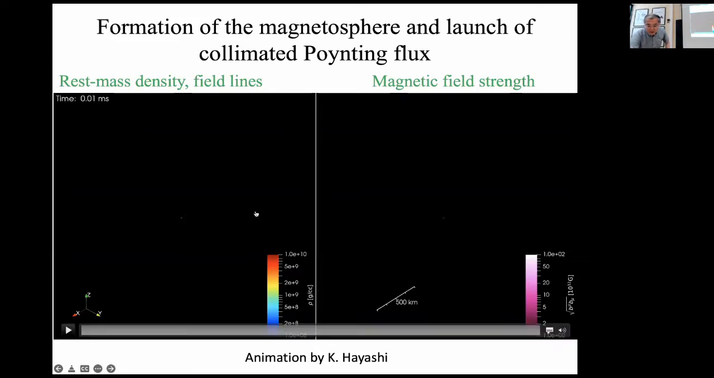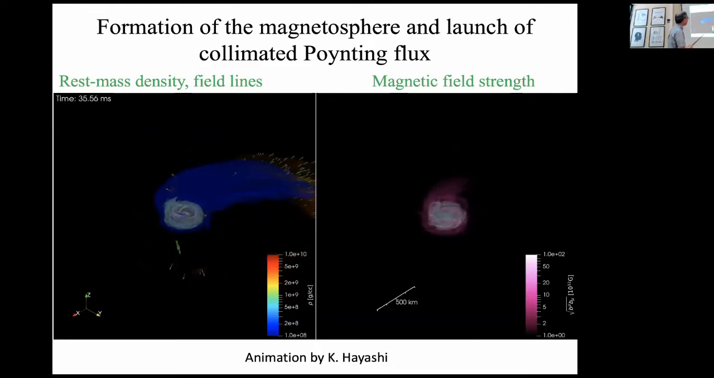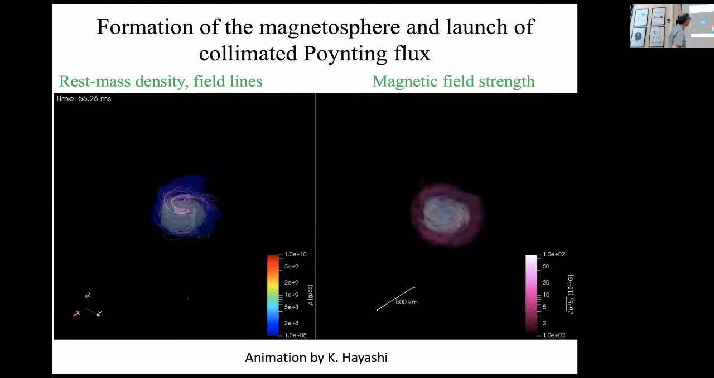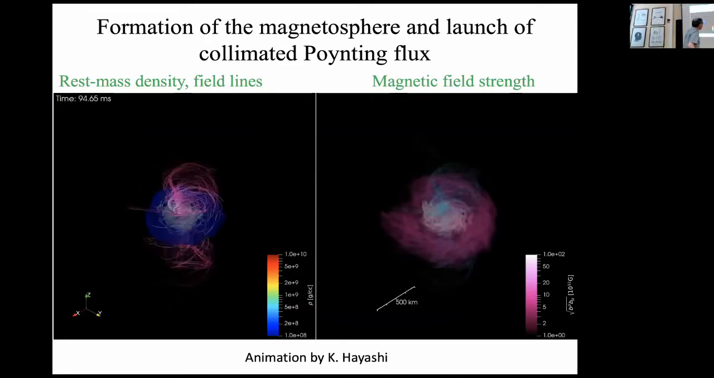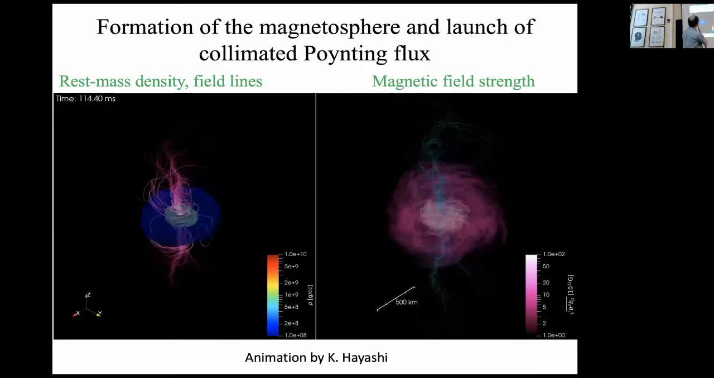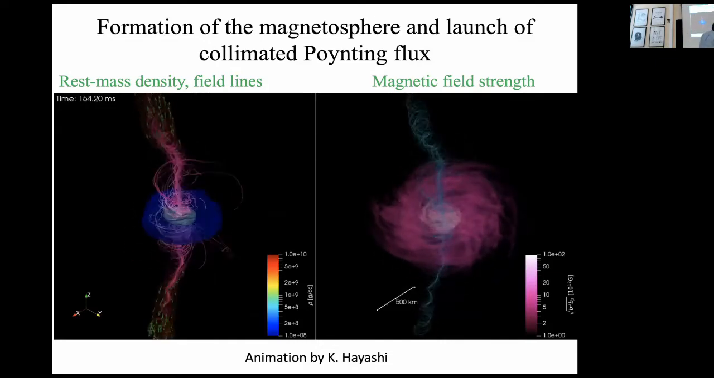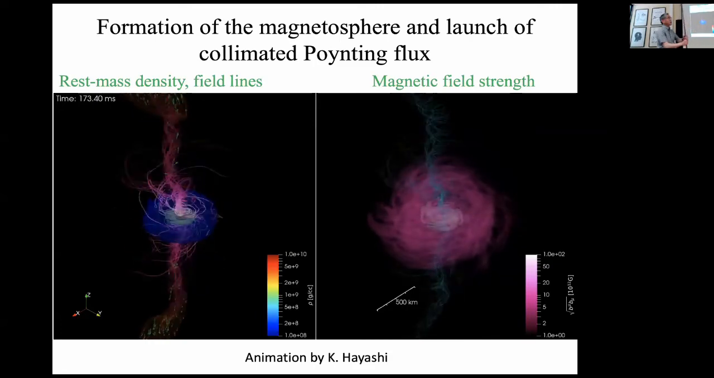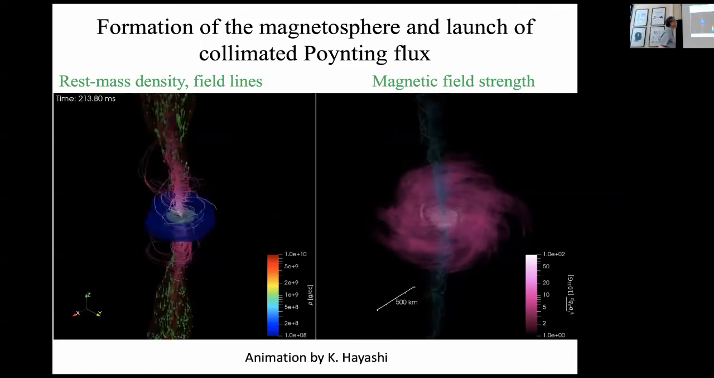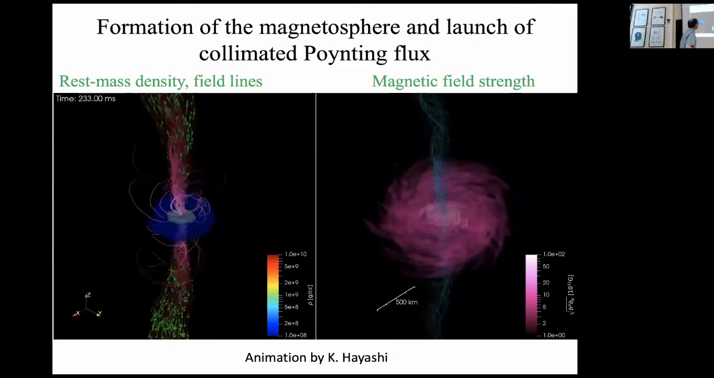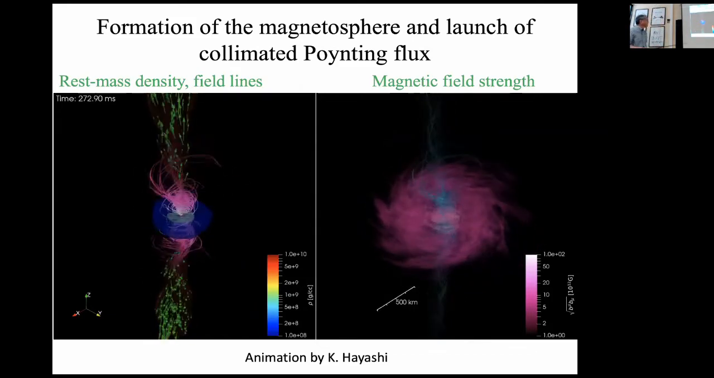And this is maybe the final animation. It's interesting. After dynamical tidal disruption, a disk is formed around the black hole, and in the disk, the magnetic field is amplified. This is the magnetic field strength. And then, after a couple of 100 milliseconds, the magnetic field lines penetrate along the rotation axis of the black hole, and it looks like some gamma ray burst from this system.